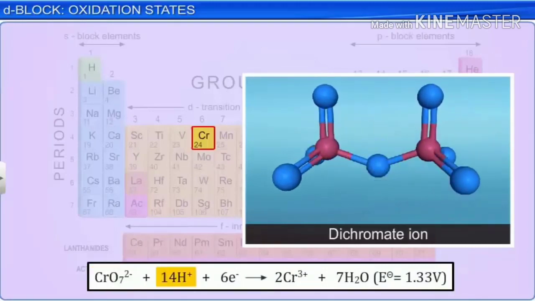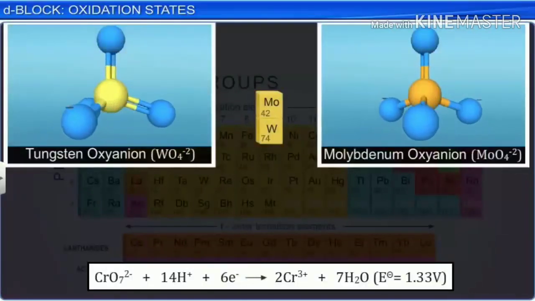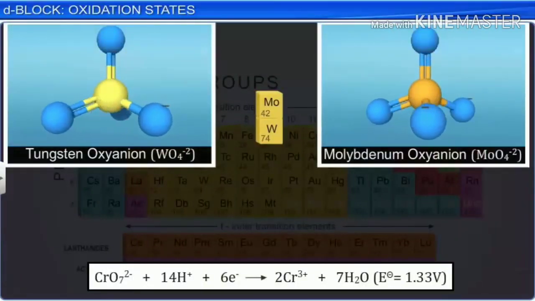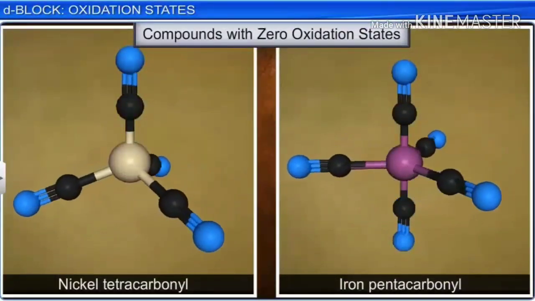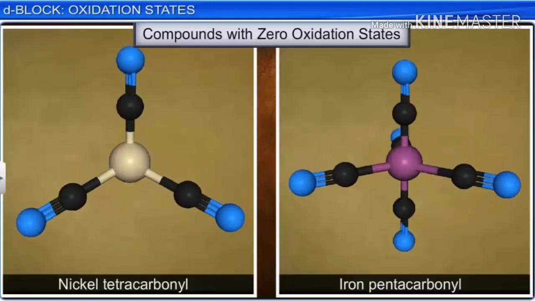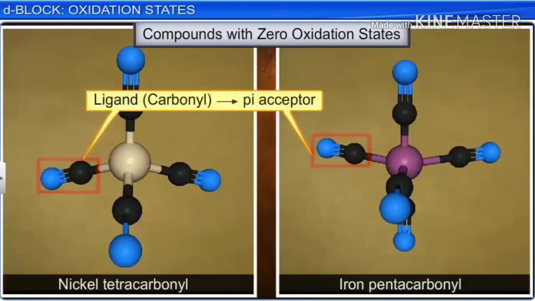Some transition metals also show zero oxidation states in complexes like carbonyls, where the ligand acts as a pi acceptor. Nickel tetracarbonyl and iron pentacarbonyl, shown here, are two examples of a transition metal in zero oxidation state.